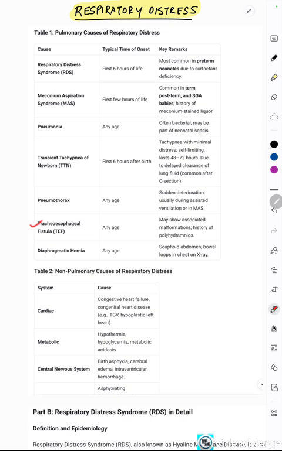Then tracheoesophageal fistula is a congenital anomaly that can also lead to respiratory distress. Then there is CLD, that is BPD, bronchopulmonary dysplasia or chronic lung disease, that can also lead to respiratory distress. Then diaphragmatic hernia at any age, where there is scaphoid abdomen and bowel loops in the chest on X-ray. Some other non-pulmonary causes include congestive heart failure, congenital heart diseases, hypothermia, metabolic acidosis, and in central nervous system causes both asphyxia and intraventricular hemorrhage. So these are all the other causes that can lead to respiratory distress.